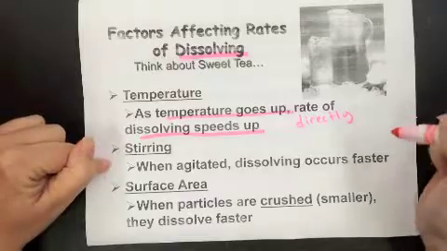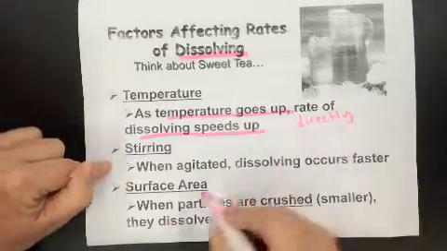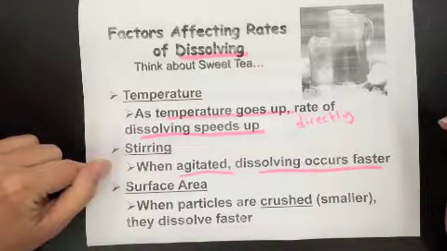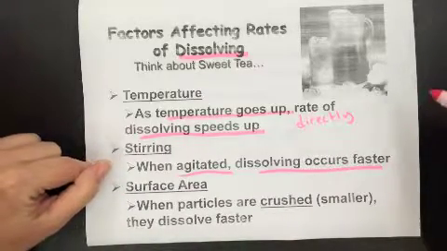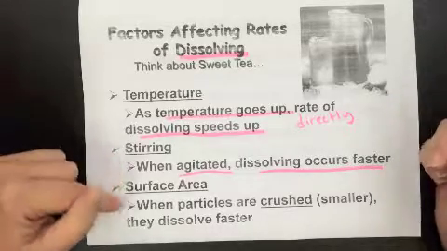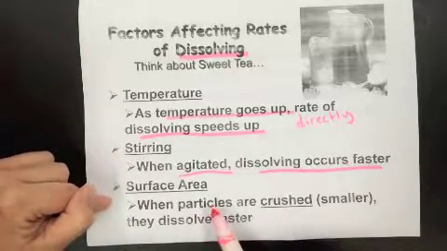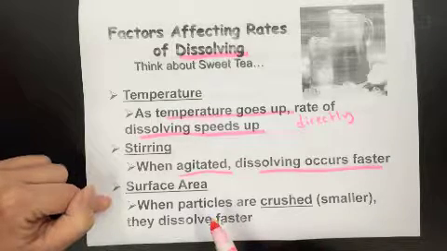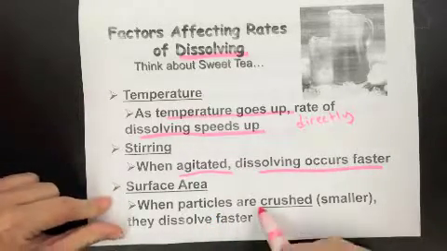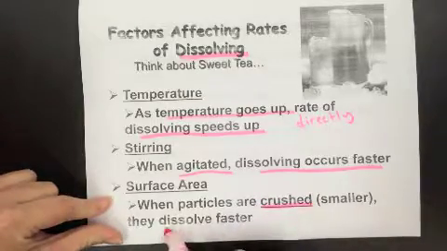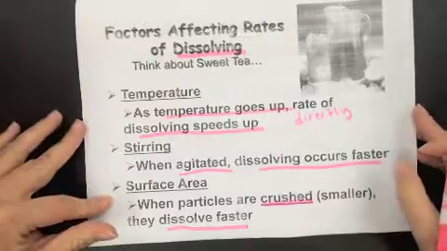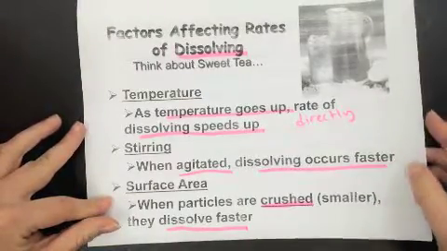Then, once you get the sugar in there and everything, you stir it, because agitating makes the dissolving occur faster. You could actually shake it, or any kind of disturbing of the particles causes them to dissolve faster. Lastly, surface area. We've talked about surface area before when talking about reaction rates. So it does the same thing here. The more crushed up particles are, the faster they dissolve. So instead of using sugar cubes, typically you use granular sugar to make sweet tea.